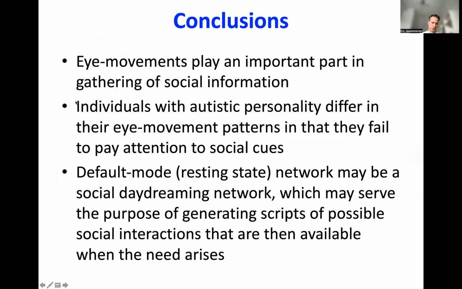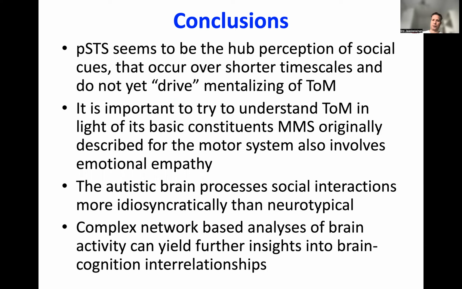And so, as conclusions, eye movements play an important part in gathering of social information. Individuals with autistic personality differ in their eye movement patterns in that they fail to pay attention to social cues. And the default mode or resting state network may be a social daydreaming network, which may serve the purpose of generating scripts of possible social interactions that are then available when the need arises. The posterior superior temporal sulcus seems to be the hub of perception of social cues that occur over shorter timescales and do not yet drive mentalizing or theory of mind.